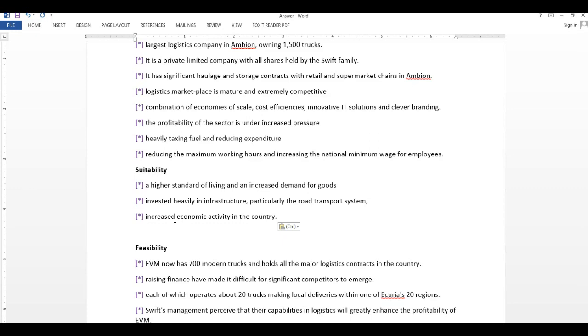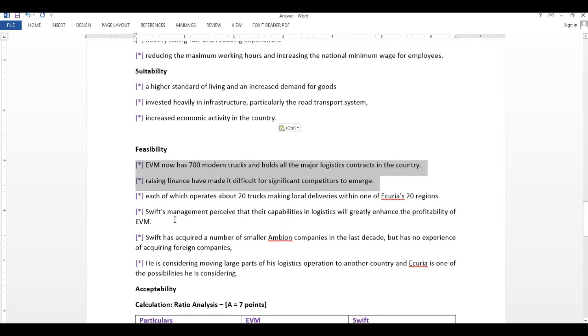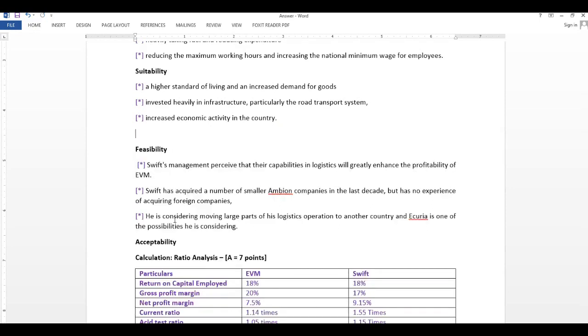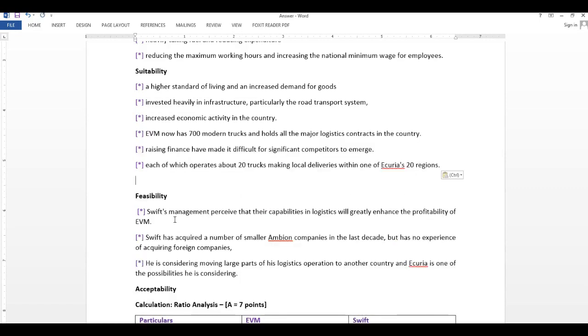So EVM also has a large number of trucks. We also have a large number of trucks, and the number of competitors is very small. And even if their number of competitors is small, they have only 20 trucks. Okay, so somewhere they are not able to make a lot of profit. The other small companies are not able to make a lot of profit. So our company can make a lot of sales here. And Swift company seems to be having a lot of capabilities so that they can use for EVM.